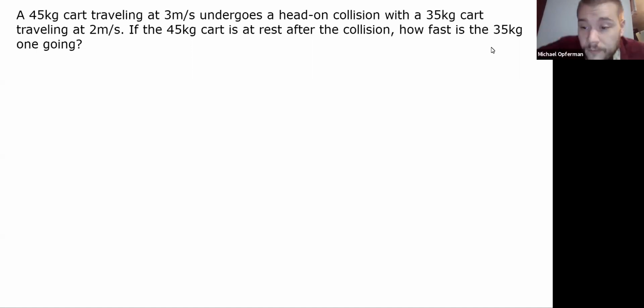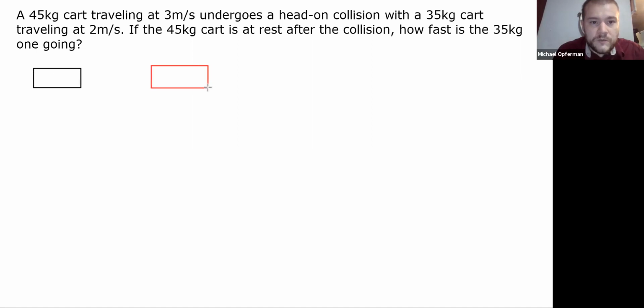So step one, identifying the system is pretty easy. The only thing to make note of is that it includes both of the carts, so I have to consider both of them. Now we draw the initial picture, so let's color code it again. That seemed like it was useful for helping you follow it. Okay, so this one will be going this way. It's a head-on collision, so I'll make the two velocities go towards each other.